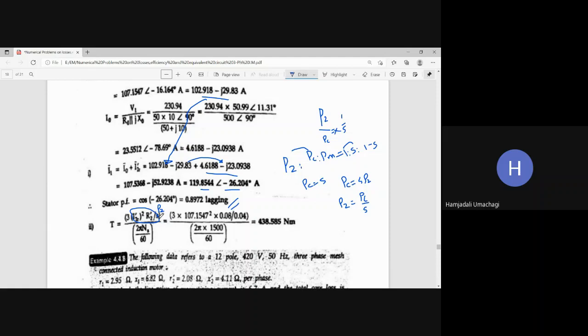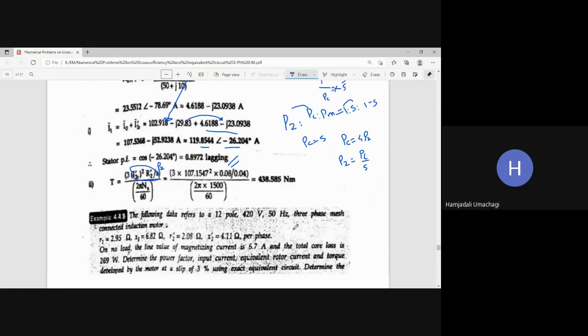So we should consider the synchronous angular speed omega s. The speed here is ns, so omega s will be 2 pi ns by 60. Substitute all the values: 3 into I dash 2 is 107.1547 whole square, into R2 dash which is 0.08, slip is 0.04 and synchronous speed is 1500. After simplifying this expression, we get the torque value as 438.585 Newton meter. So this is the problem based on the equivalent circuit of a three-phase induction motor.